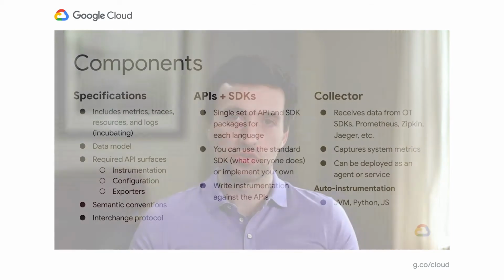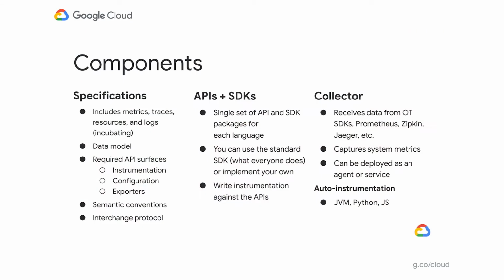OpenTelemetry has a number of different components, and I'm going to start from the most basic ones all the way to the core implementations that customers are using today in production. To start with, we have the specification. The specification is in many ways the core of the project. It defines the different signals and different data types that you can use to capture telemetry from your application. For example, there's a specification for metrics that defines what a metric is, what a metric can capture, and how you interact with it. Similarly, there are specifications for traces, resources, and logs. Keep in mind that the log specification is relatively new compared to the others, and so it's still incubating.